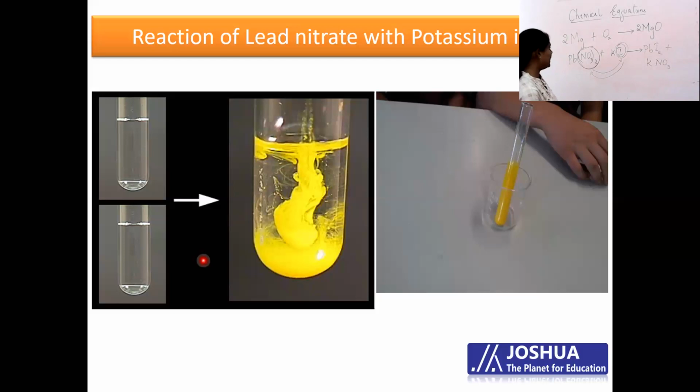What should you do to balance it? Lead is 1, iodine is 2. So you will add a 2 here. And in order to get this balance, you will add 2 here. So this is a balanced form of reaction. Pb(NO3)2 plus 2KI will give you PbI2 plus 2KNO3. This is the balanced form of reaction. Anyway, I will show it here also. Hope you understood activity 1.2.